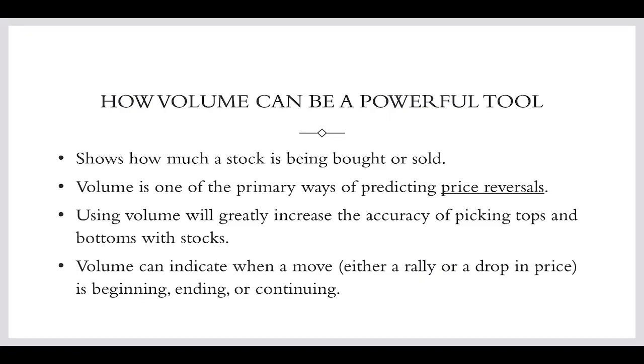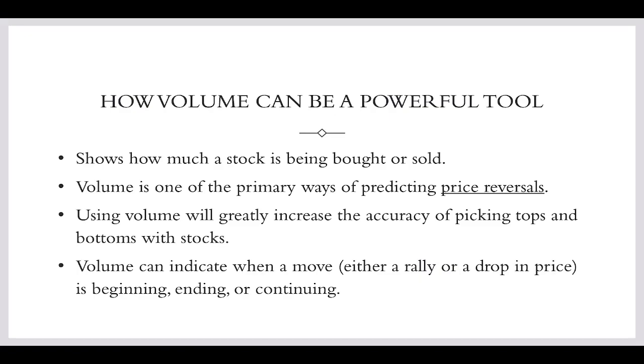Volume is really one of the primary ways of predicting price reversals, and using volume will greatly increase the accuracy of picking tops and bottoms with stocks. In terms of picking tops and bottoms, it's really going for those nice reversal plays when a stock is running up very quickly, went up quite significantly, and catching that and shorting it at the top. It's a very appealing idea. Or, for example, if a stock is falling really hard, buying it at the bottom, and volume can be a useful tool in figuring out when the bottom or the top is.